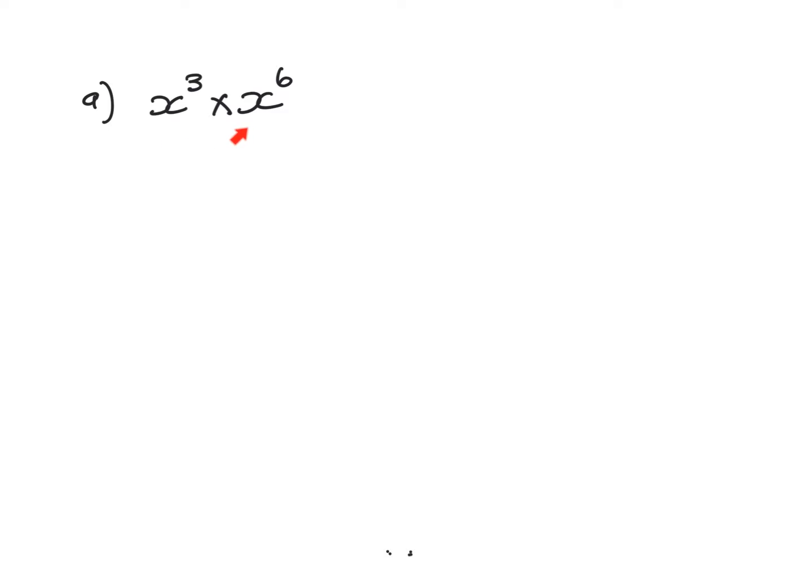Well, let's have a look at this example over here. We've got x to the power of 3 multiplied by x to the power of 6. We have the bases which are the same, because they are x, and we have our powers. So we can write that as x, because that is our base, 3 add 6. So that becomes x to the power of 9.